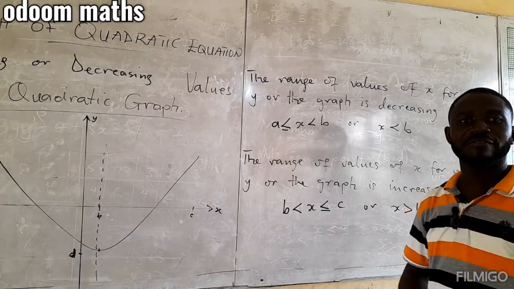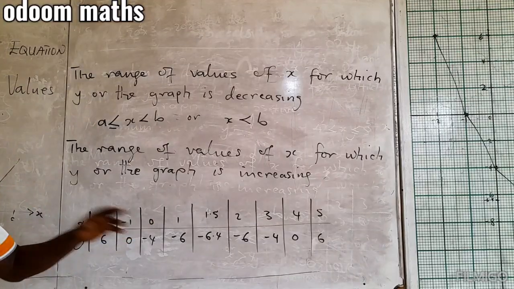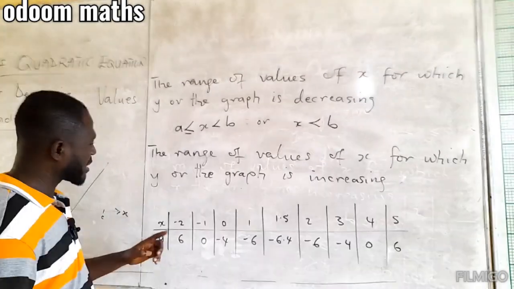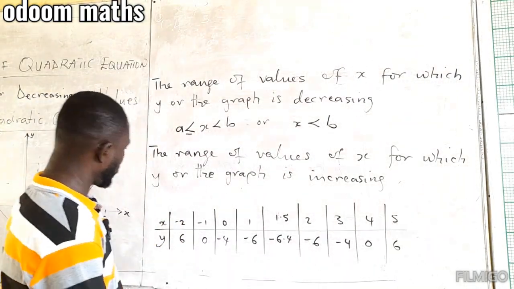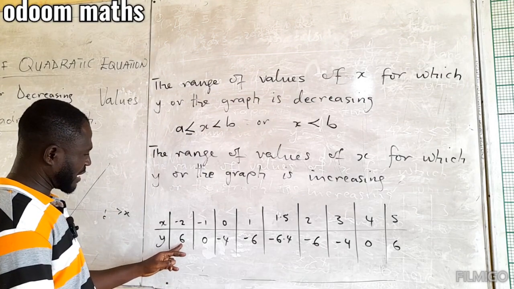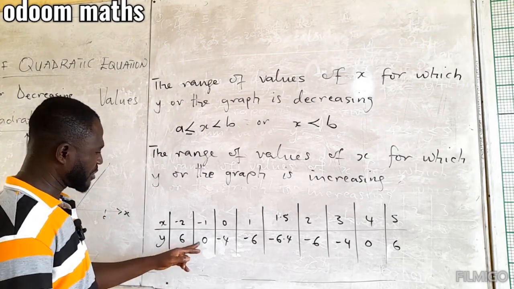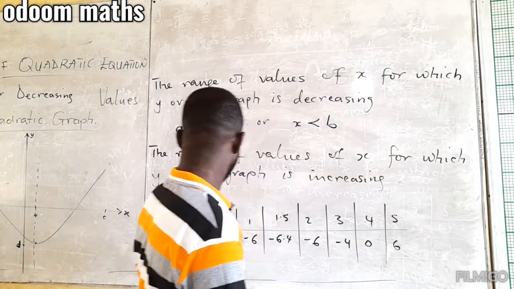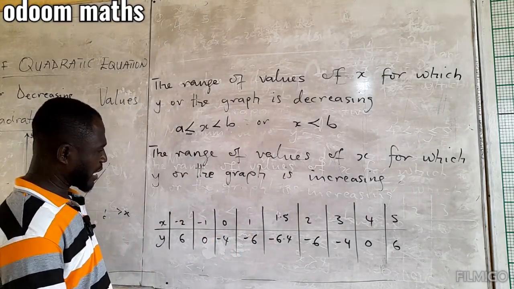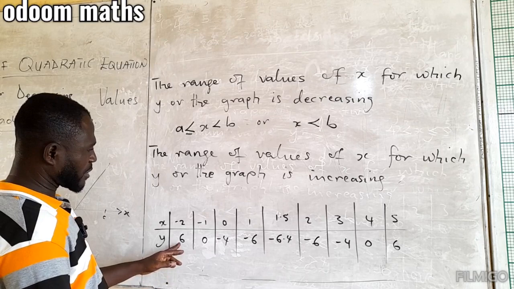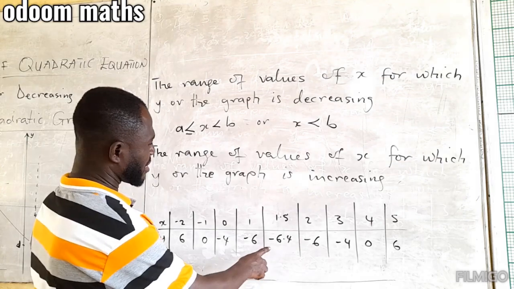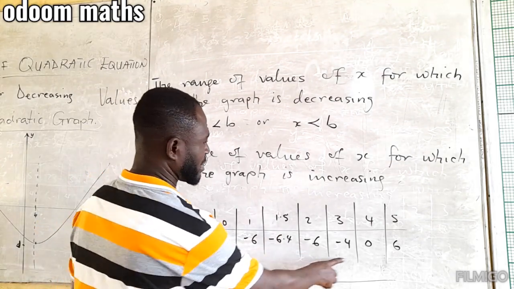So that is that. Now let's look at this table. This table has got its graph on the graph board. So looking at this, the range of values of x for which y is increasing. So this is positive 6 to 0, means this has decreased. Now here we have 0 to 6. That is increasing. Then we can start from this point. The graph is decreasing. Then the graph started increasing from this point upwards.